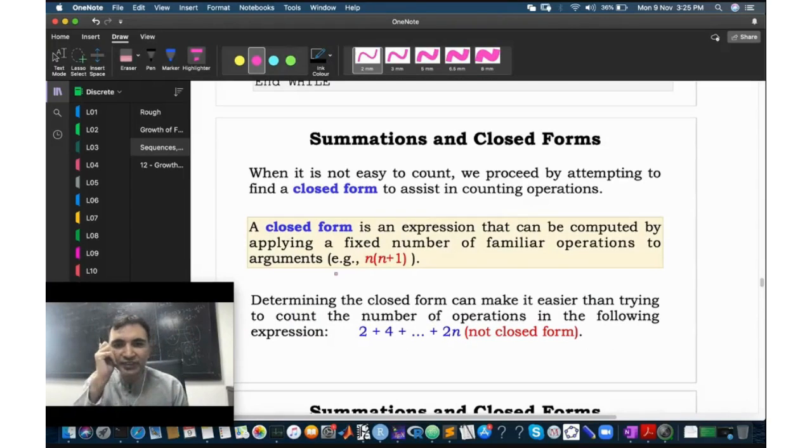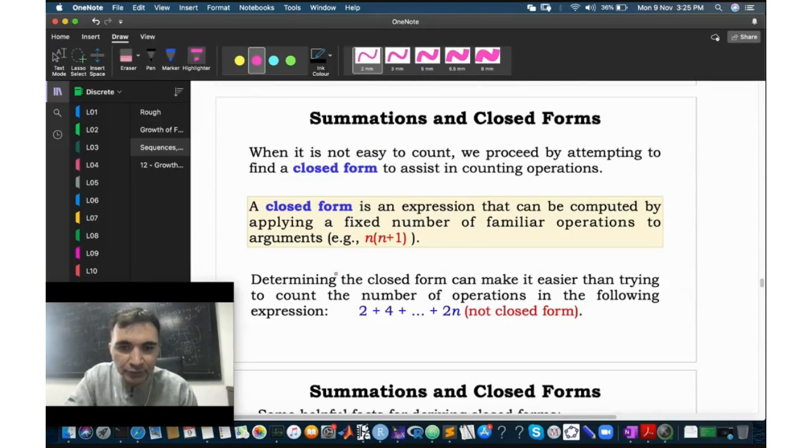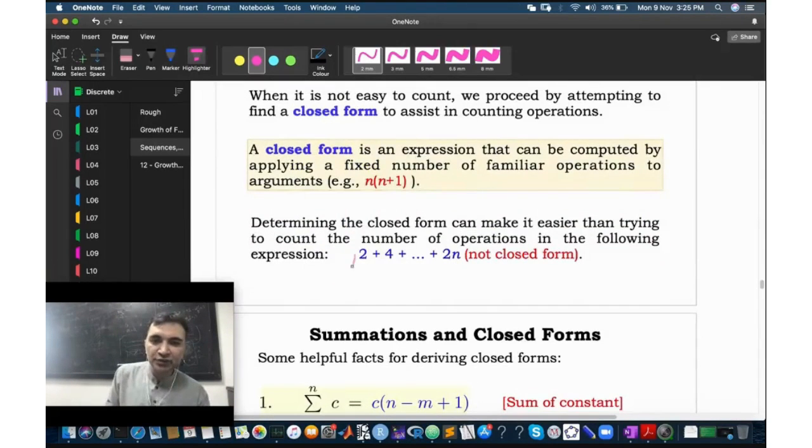So when it's not easy to count, we proceed by attempting to find a closed form to assist in the counting operation. A closed form is an expression that can be computed by applying a fixed number of familiar operations. So for example, n into n plus 1. For example, this is not a closed form. A closed form is one which does not contain a summation.